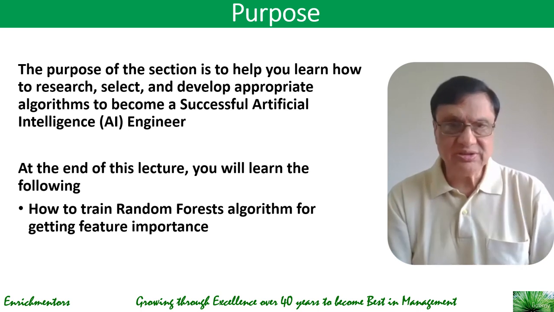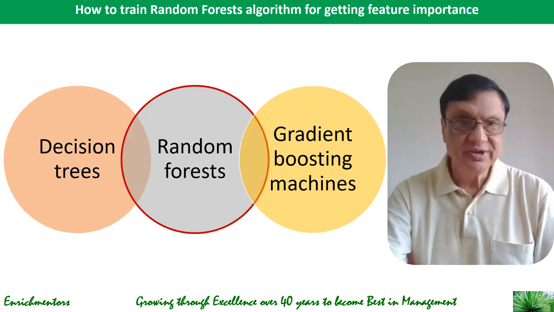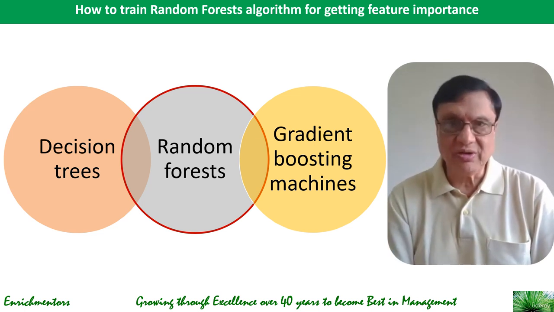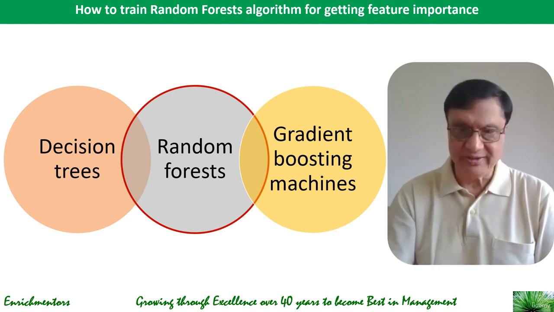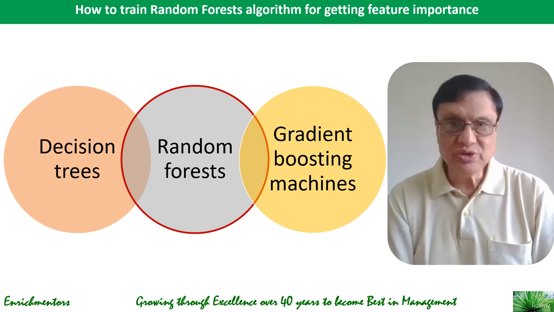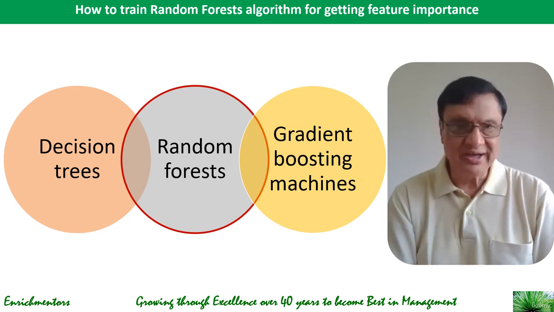So in this lecture, we will talk about how to train random forest algorithm for getting feature importance. And we talked about the decision tree model in the last lecture. So how do you think you can train random forest algorithm to get feature importance? You would have got some hang of how to use the scikit-learn library in Python, right? So we will again use the scikit-learn Python library, using which you can train as well as extract important features.